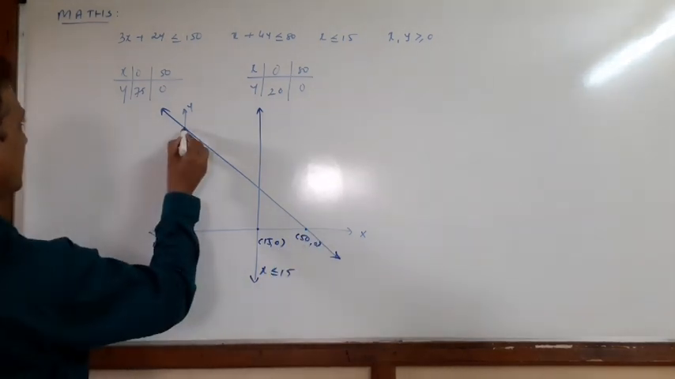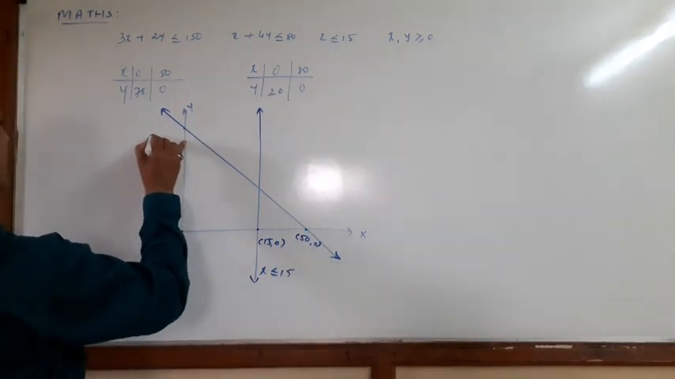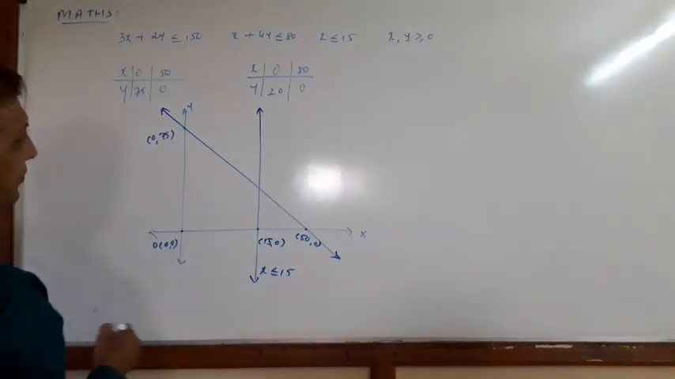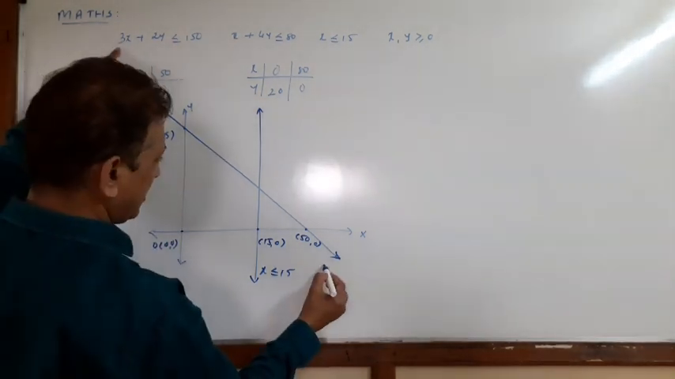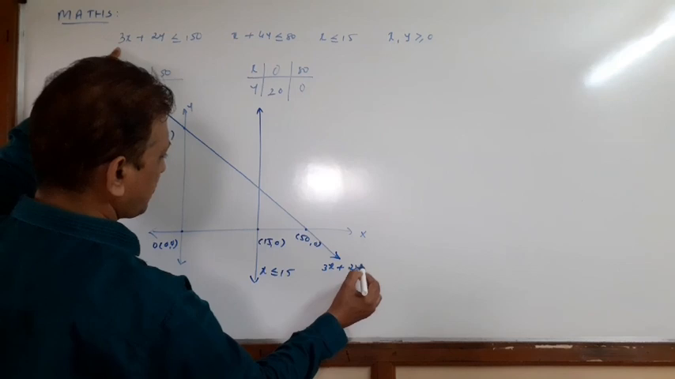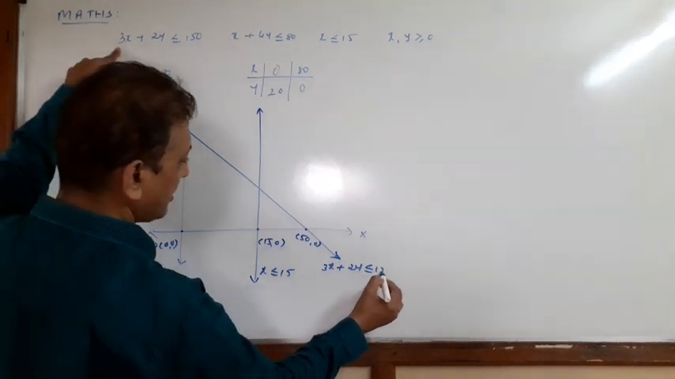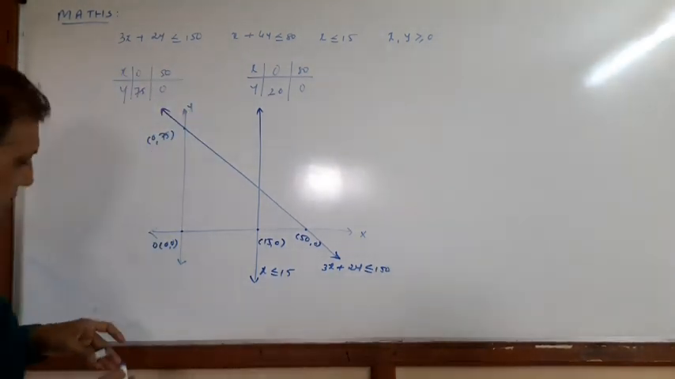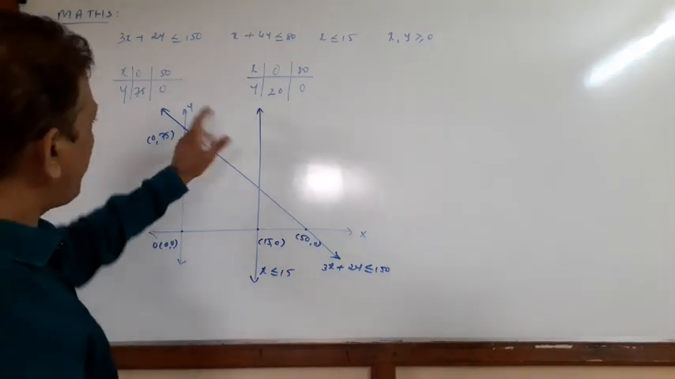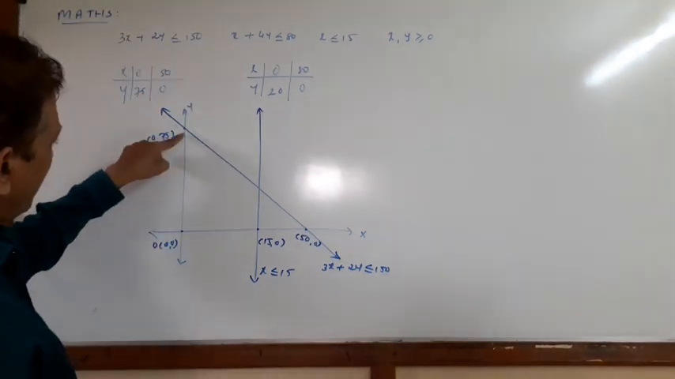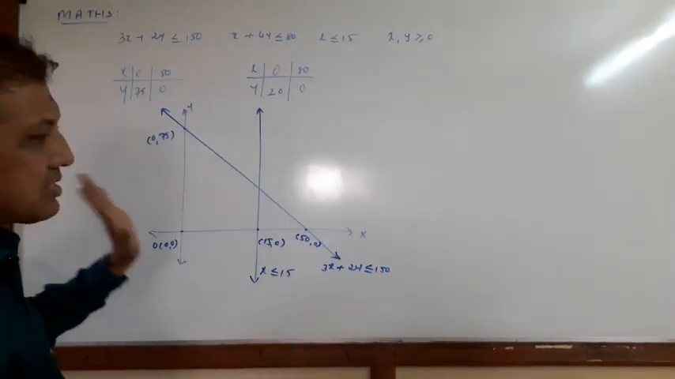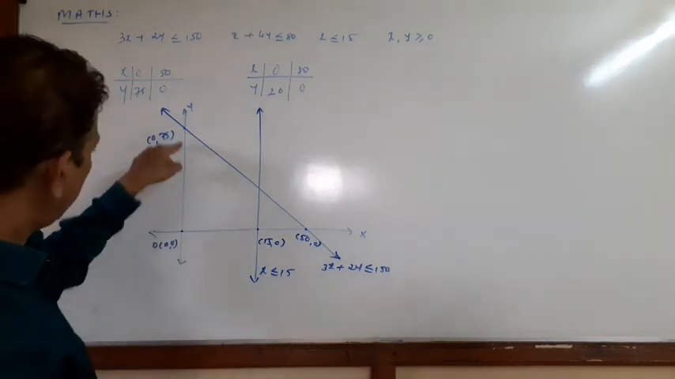50, 0 and 0, 75. Line equation 3x plus 2y. Okay. Now the upper part will be cancelled. Now this figure is a trapezium. Now, trapezium, look.